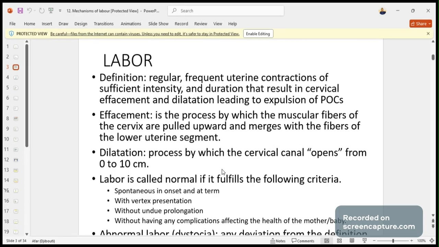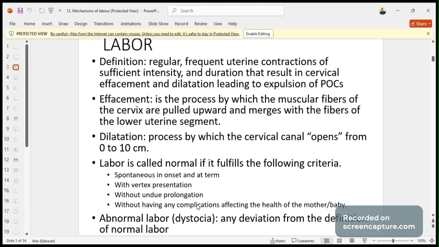So when you go to the ultrasound room and do your ultrasound on the lower abdominal region, the lower pelvic region, you can see the head of the baby. That head, when it is the one presenting, is vertex presentation. You're going to end up realizing which vertex presentation, because we have many: it can be occiput anterior, occiput posterior, and you're going to check on that lower region. Without undue prolongation, that is still normal labor.